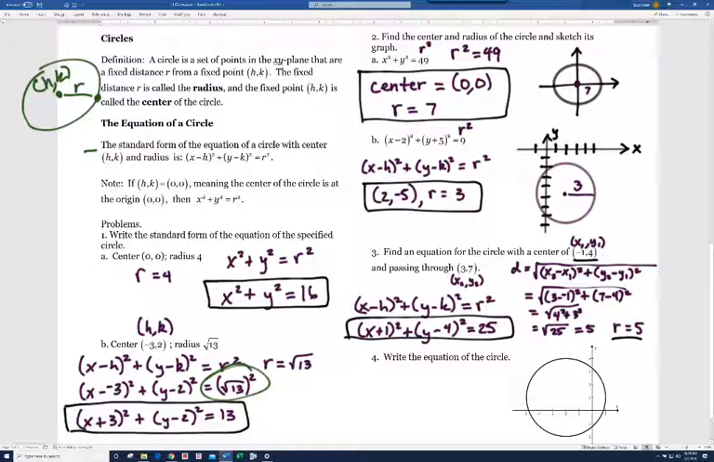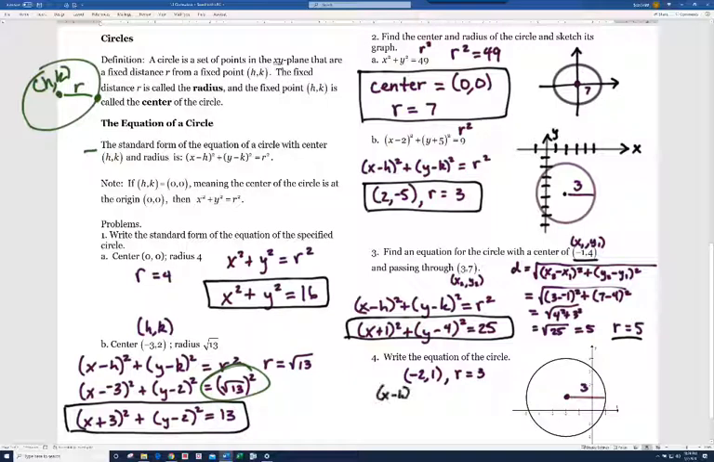Now on the last one here, we're supposed to use this graph and write the equation of the circle. So first thing I notice here is it's pretty evident that the center is the point negative 2, 1. Now what about the radius? Well, if I draw a radius, you can count the units there, and that's going to be 3. And so that's all we need to write the equation.